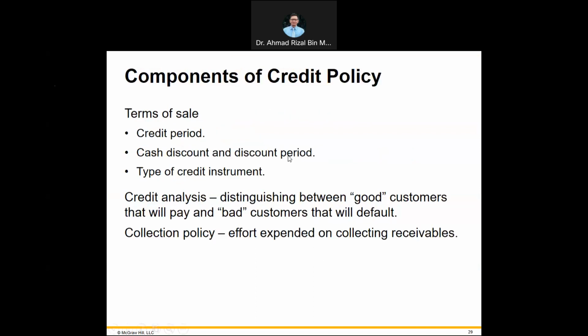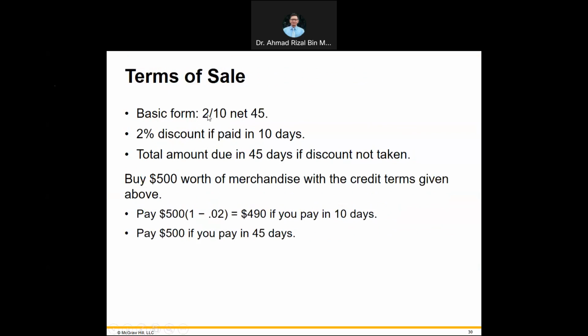Now, for credit terms, normally it's expressed like this: 2/10 net 45, for example. 2/10 net 45 means the company offers a 2% discount if it is paid within 10 days. Right? The whole credit note is 45 days. So you have a maximum of 45 days to settle your bill. Okay? The whole period is 45, but a discount is offered if you pay in 10 days or less. Okay? And the discount is 2%.